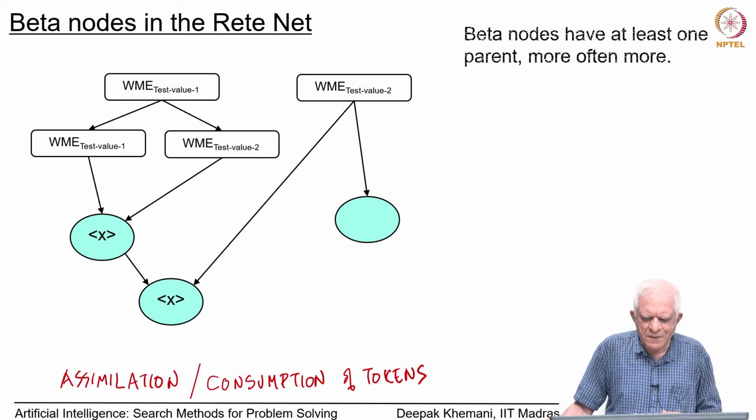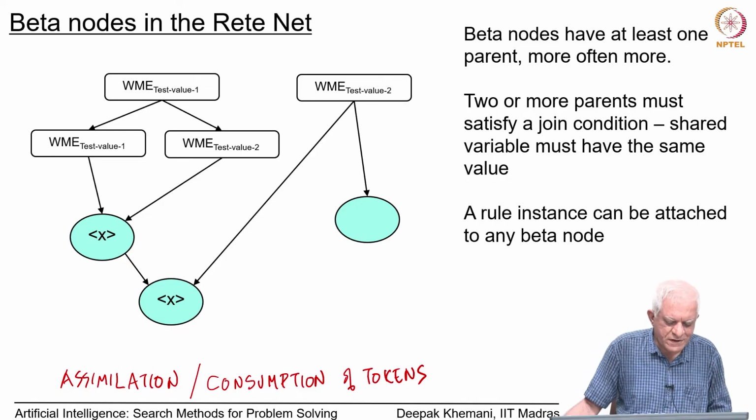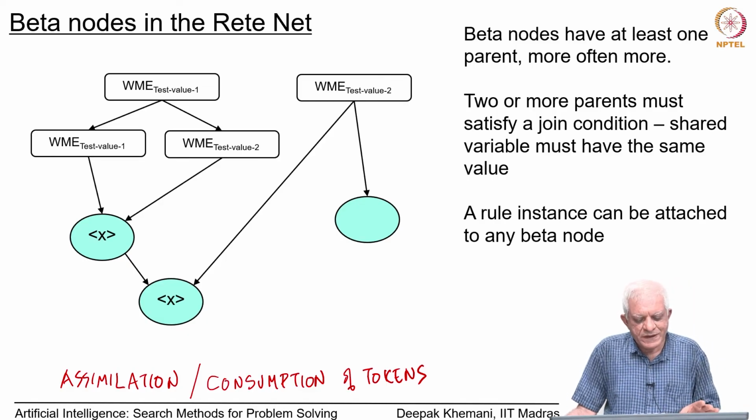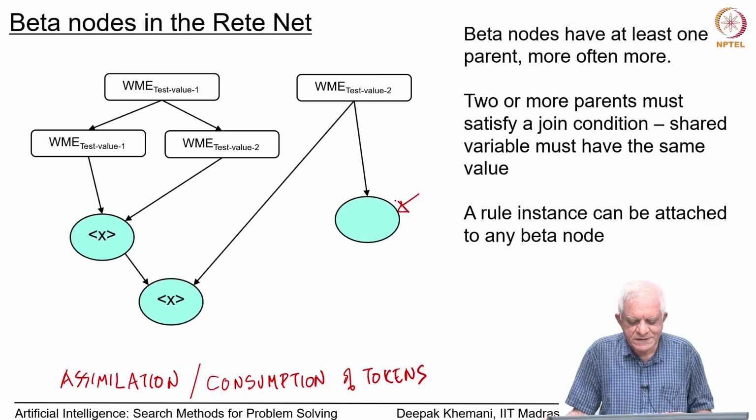So, beta networks have at least one parent node, more often they have more. In this diagram that I have drawn 3 beta nodes, and one of them has only one parent, the one on the right, this one here, and the other 2 have 2 parents each.